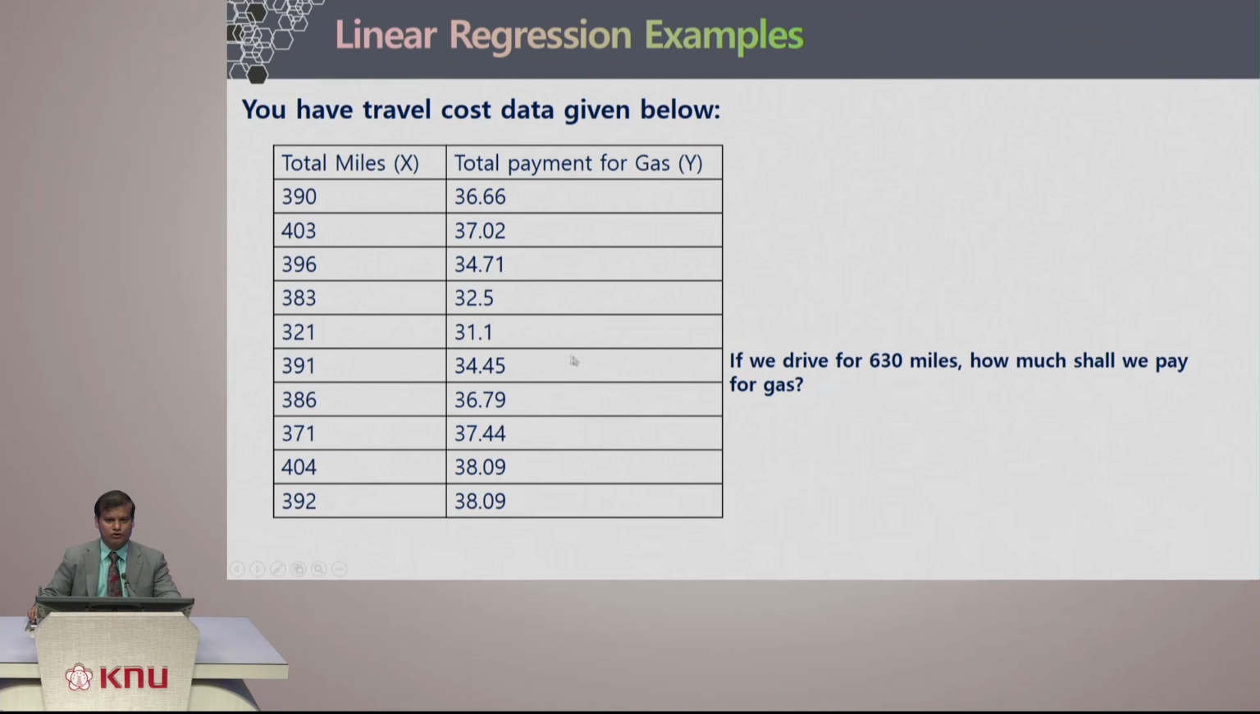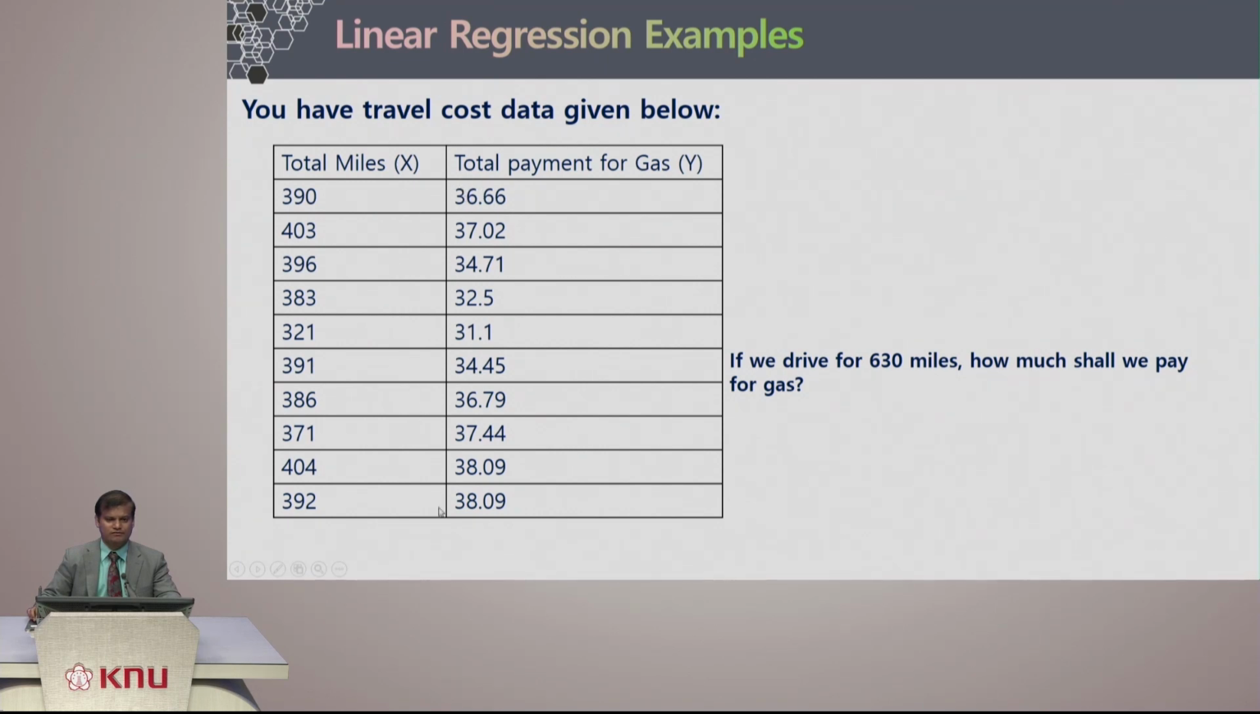At this point, it is good to look at a simple example with given data. We already talked about covariance, the relationship with correlation, and a few things related to basic statistics. This all started with a table of data. Likewise, here again we have a table of data, the travel cost data. We have the total miles in X and the total payment for gas in Y, where Y is the dependent variable and X is the independent variable. For the number of miles you drive, it gives you the amount you pay for gas.